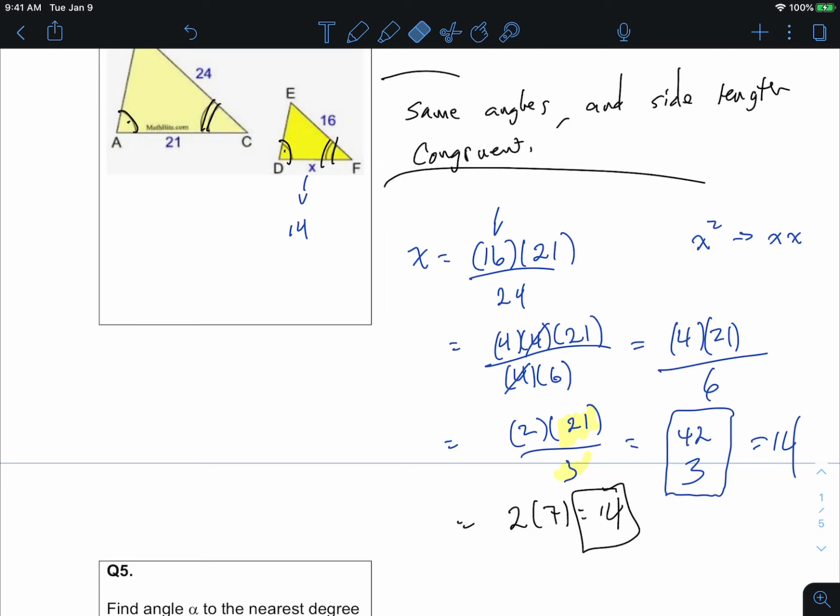If I can try and do it, like reduce it so much that I can do the mental math on it, then it'll be good.